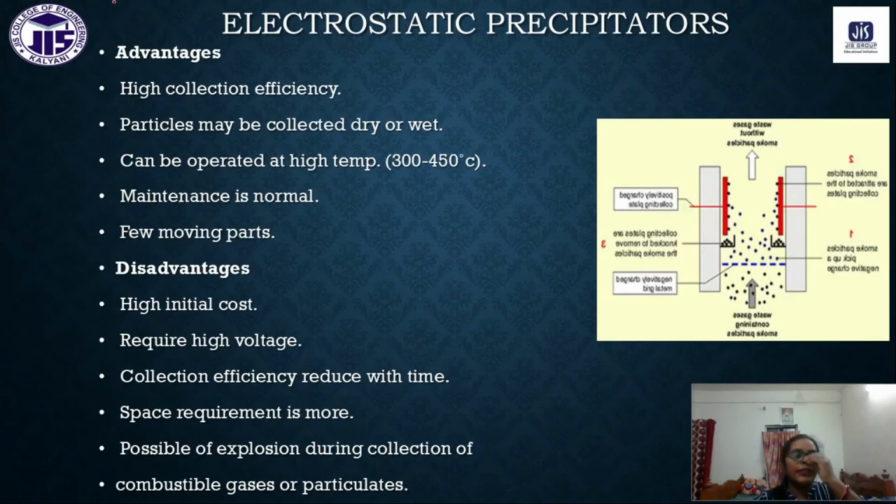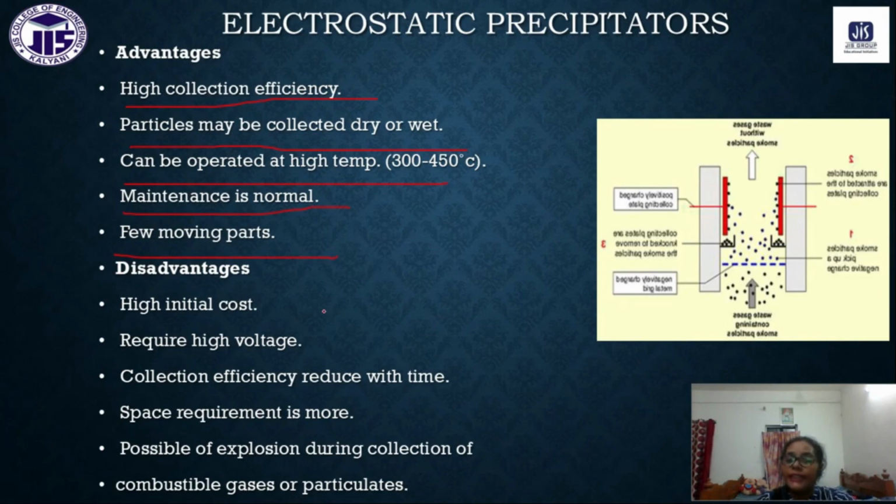So these are some of the advantages and disadvantages we have. So what are the advantages? High collection efficiency, particles may be collected dry or wet, it can be operated at high temperature, maintenance is normal, and we have few moving parts.